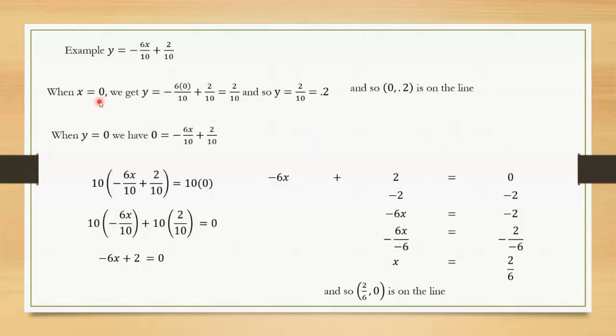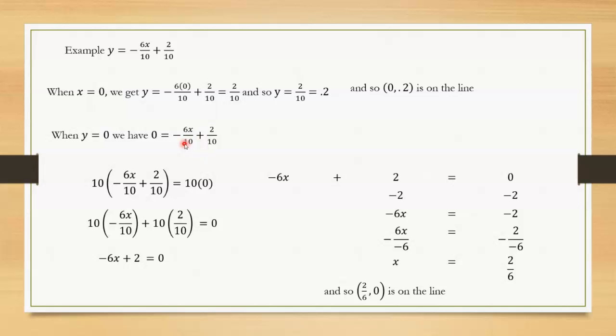Now, so that's when x is 0. What about when y is 0? Again, you don't have to use 0 here. I could next choose a different x number, like x equals 1, if I want to. I just chose y to be 0. So from here, we get 0 is minus 6 times x over 10 plus 2 over 10. And just like before, let's figure out what x is.